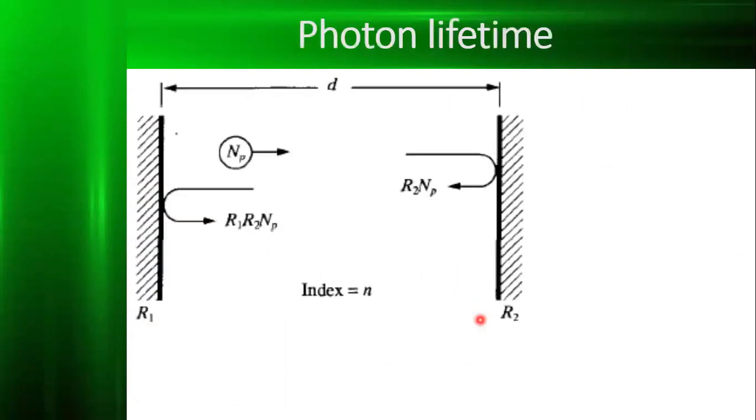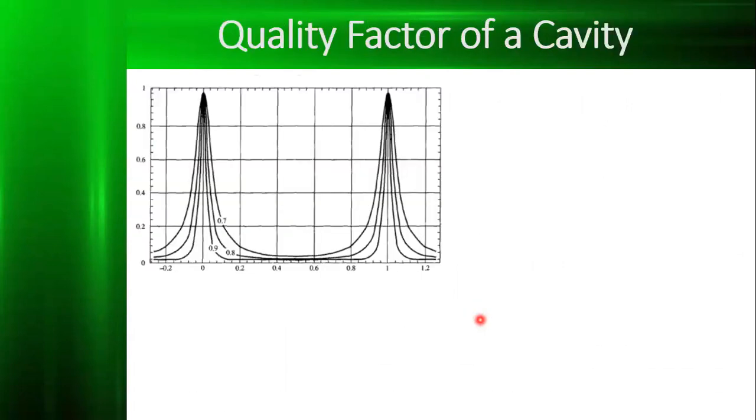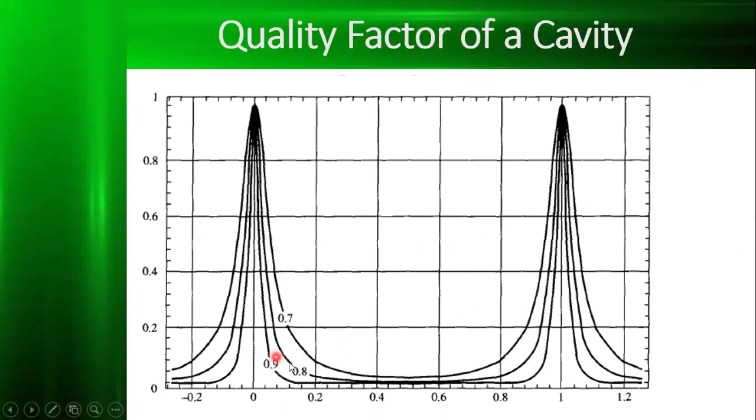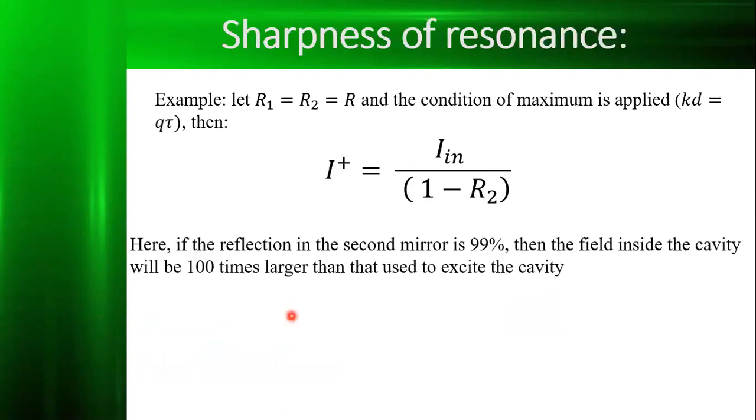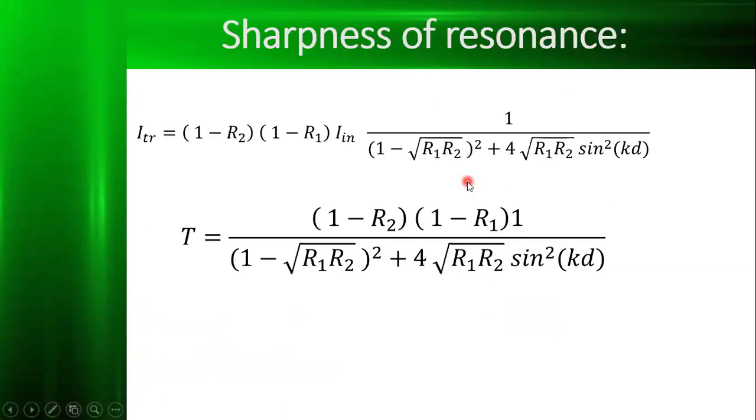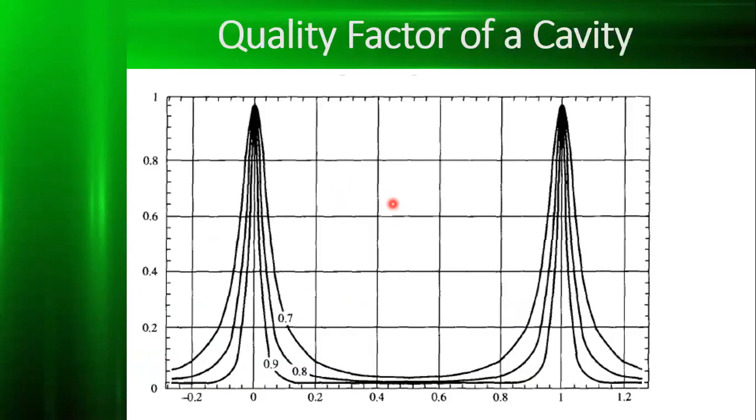Now, the second condition is, what are 0.7, 0.8, 0.9? This is simply the reflection, the R. What are the values of this R? The reflection is simply represented by R. If you have R equal to 0.9, 0.7, 0.8, for each value of R you will have a different curve. Again, this is also an important curve. Most probably, I will ask you in the exam to sketch such a curve, so you have to know basically how you should sketch it.